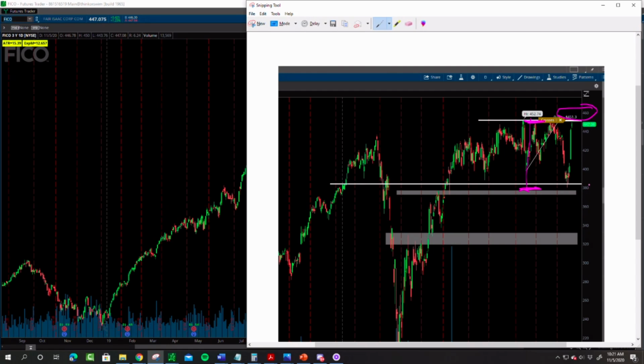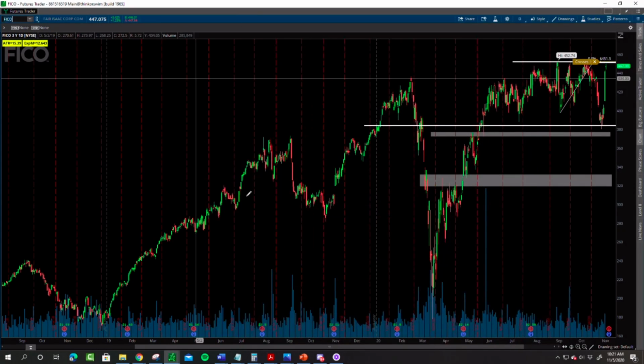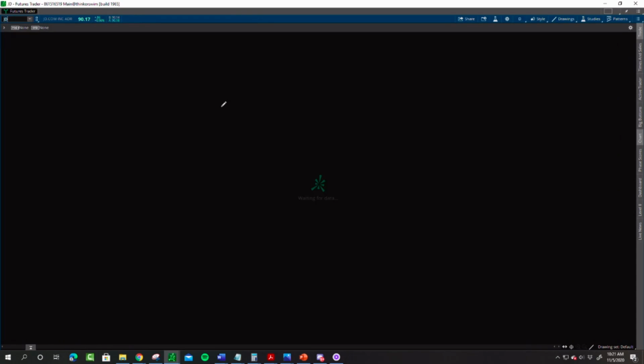So this range here is from 380 to 460. It's $80. When this breaks out, it should move up 80 bucks or more. All right, those are how you calculate measured moves. Now, for targets, let's go back to JD.